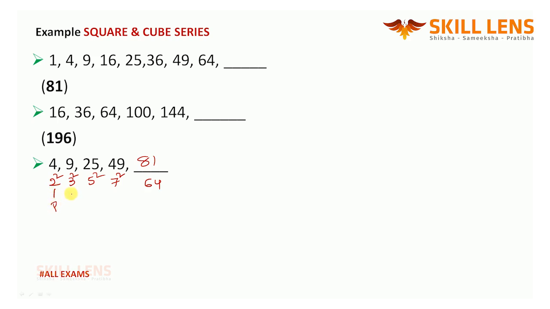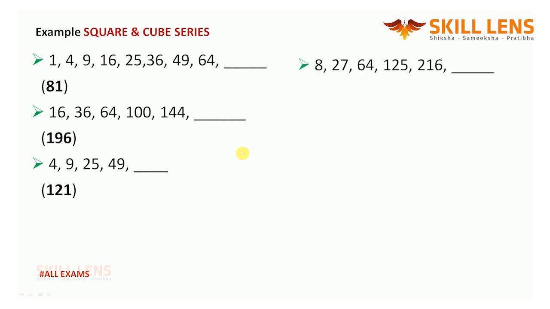2 is a prime number, 3 is a prime number, 5 is a prime number, 7 is a prime number. 8 is a prime number? No. 9 is a prime number? No. So what could be the next prime number? 11. What is 11 square? 121. So this knowledge you should know. Whether the series is of natural numbers or prime numbers, you should know that. Then only the job is going to be very easy. Then the answer for this question is 121. Let's see one more question.